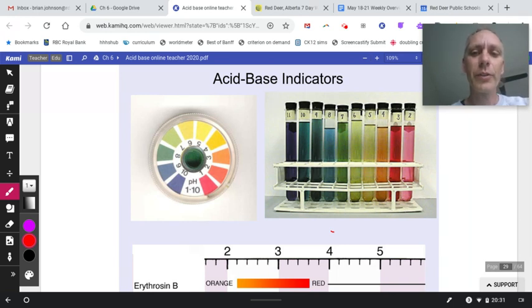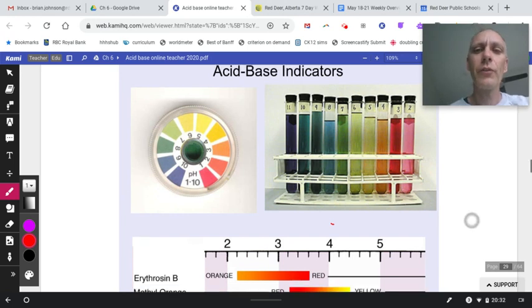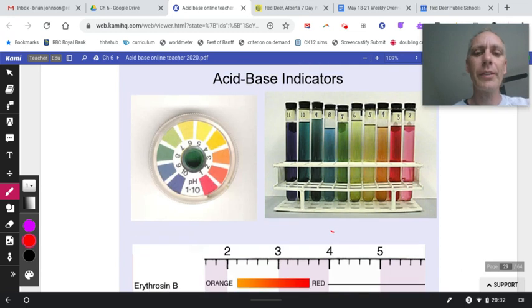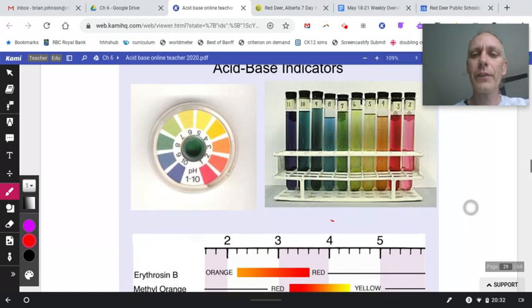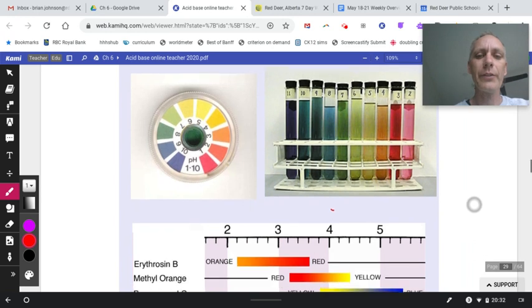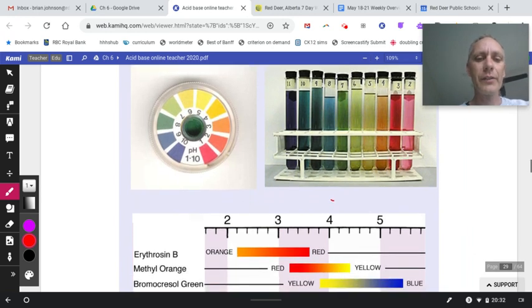Today's lesson is pretty short and sweet. Very little calculating needed. This one is colorimetry, so using colors to measure, and it's acid-base indicators. As you can see on my slide, I have some pictures of acid-base indicators. This one is called litmus paper. Actually, I'm going to lie. This one is just called indicator paper, not litmus.